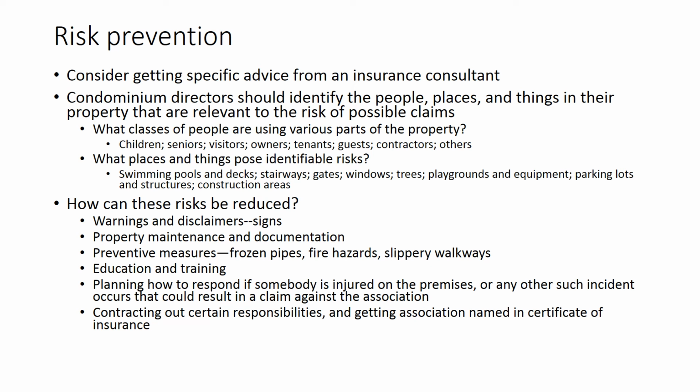Then you need to have a plan about what you're going to do if somebody is injured on the premises. I mean, what's the plan? What's the response plan? The board of directors ought to know about this. Anything that could lead to a claim against the association, there should be a plan for how to respond to it if it happens. And then, as I mentioned, contracting out certain responsibilities and getting the association a certificate of insurance. Some things you just don't want to do. If you're hiring, for example, a landscape maintenance company, then the landscape maintenance company is responsible for any of the problems that might result from their activities. If the association has its own people doing it, there's no third-party contractor, and any claim will go directly against the association.